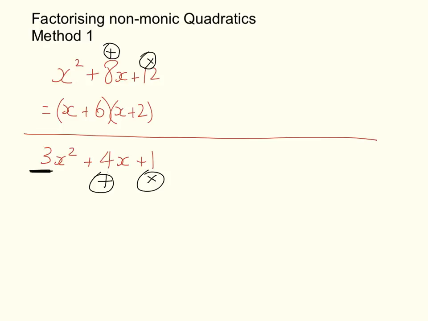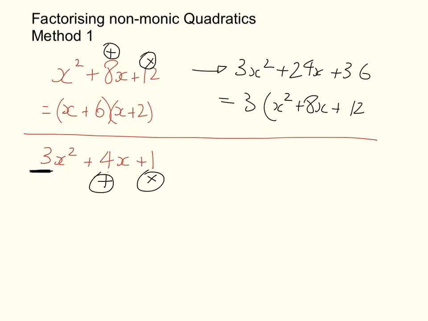Now, don't get mixed up with something that might have a common factor. So let's say if we had, let's take this one up here up the top, and I said that was 3x squared plus 24x plus 36. Well, that's different. I could say 3 outside of x squared plus 8x plus 12. That's not a non-monic example because I can remove the common factor. Here there's no common factor. This 3 isn't common in terms of this 4 and the 1 as well. So we need an approach.